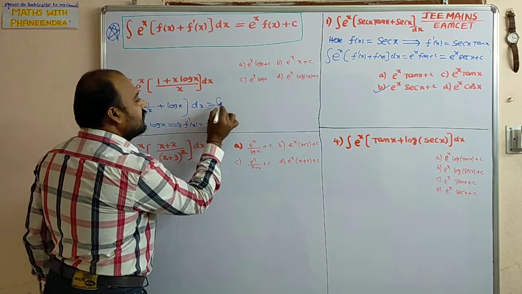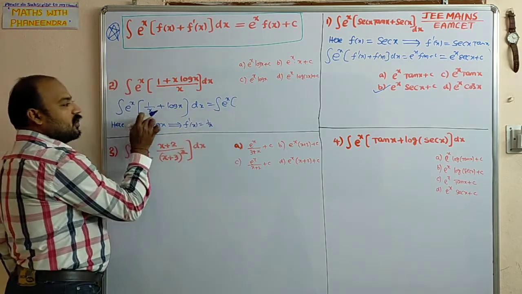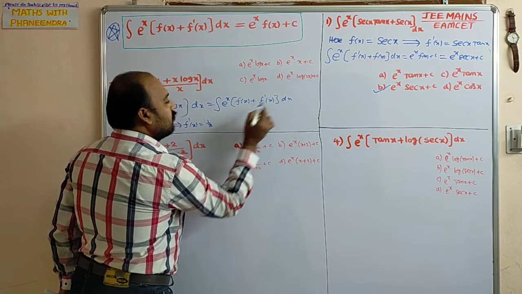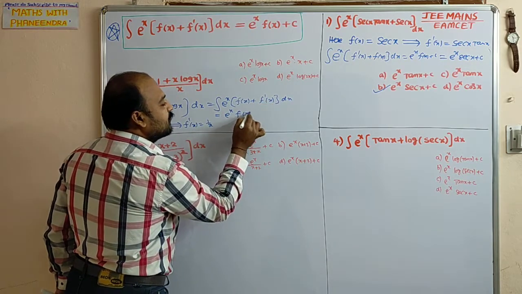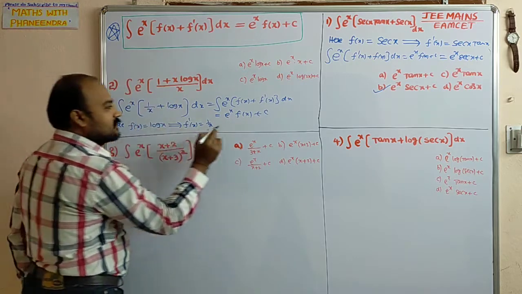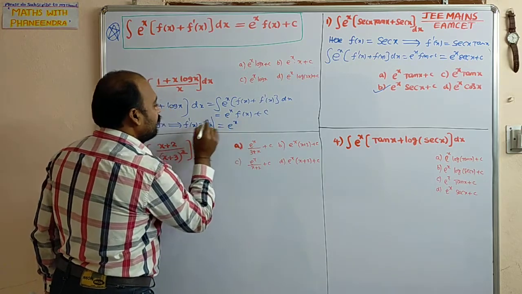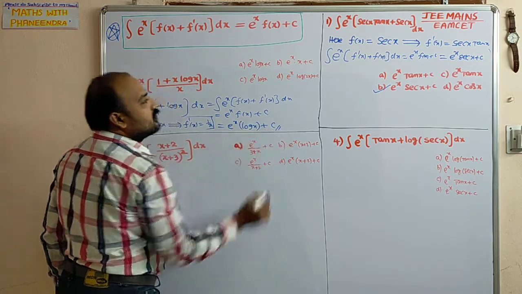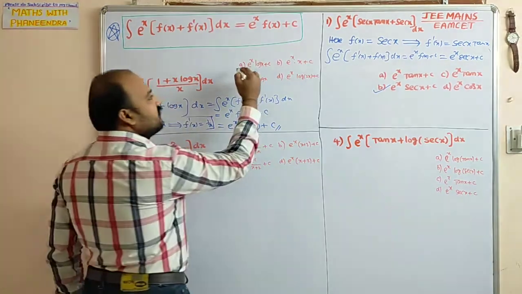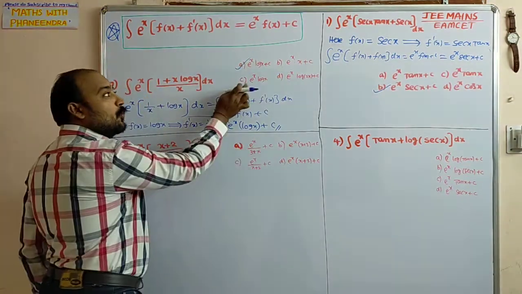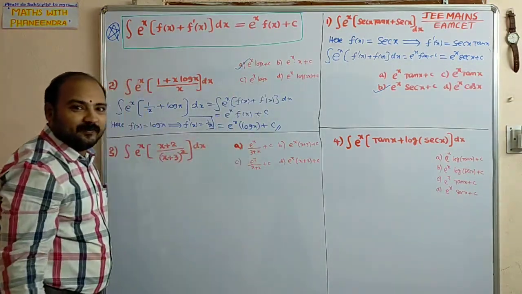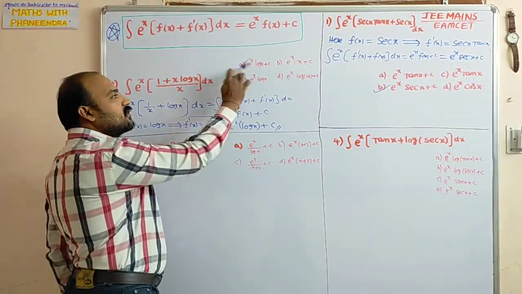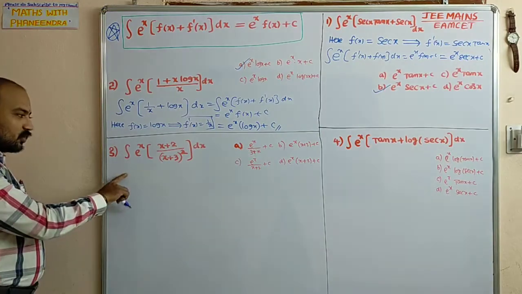Therefore, it will become integral e power x into f of x plus f dash of x, which is equal to e power x into f of x plus c. What is f of x here? Log x. So e power x into log x plus c, which is there in the first option. Don't go for the third option. In the third option, constant is not there. Wantedly to disturb the students like this, they will give that. So the first option is the right option. Come to the third question.